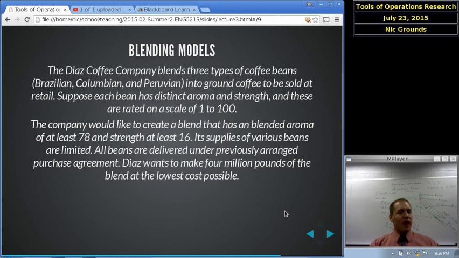And we want to make a ground coffee mix that has a minimum aroma rating and a minimum strength rating. One of these kinds of beans smells better than the other. One of them is stronger coffee than the other. We want to mix them all together to make a minimum aroma amount and a minimum strength amount, subject to lowering cost because we have to pay for these ingredients. Now we also want to make a minimum amount of the coffee, 4 million pounds. So the question is, how many pounds of each of these 3 types of beans do we need to buy to make a total of 4 million pounds of coffee for the lowest cost possible?